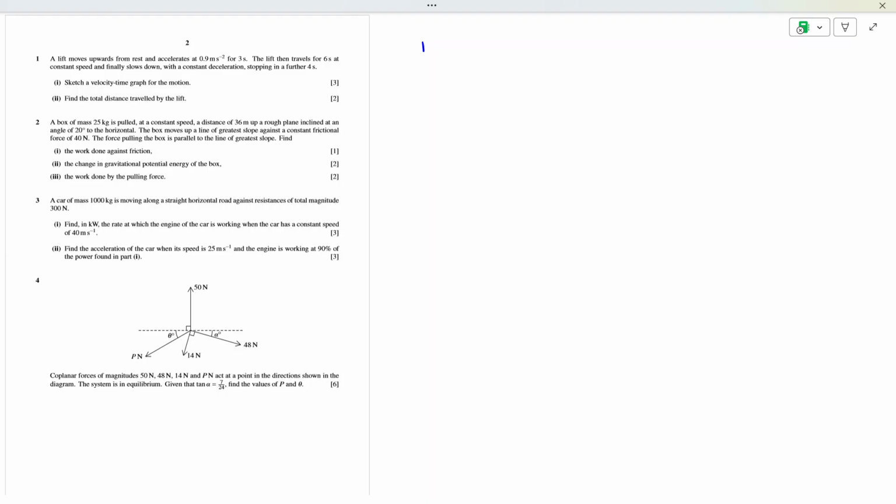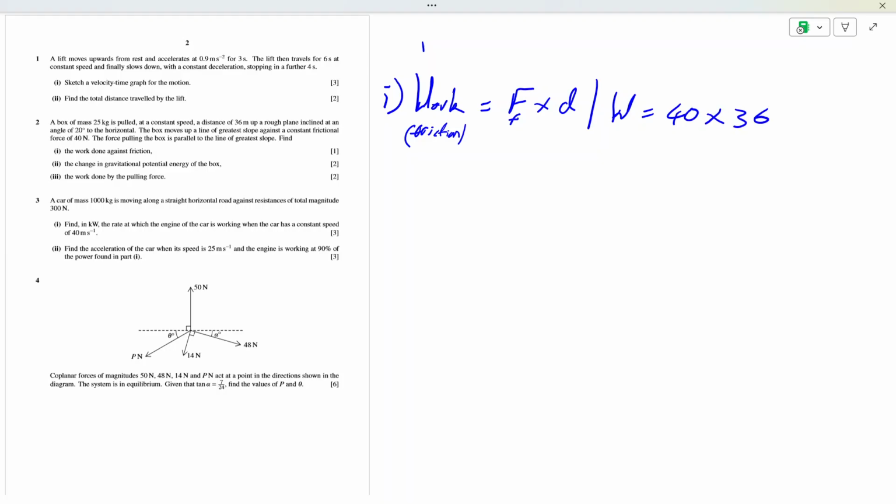So for this part here, we have work done. We know that work is given by the formula force multiplied by the distance traveled. In this case, the force that we need is the frictional force, since this is the work done against friction, right? So our work is equal to the frictional force, which is 40, multiplied by the distance traveled by the box, which is 36. And with that, we'll get our answer as 1440 joules. That's our work.